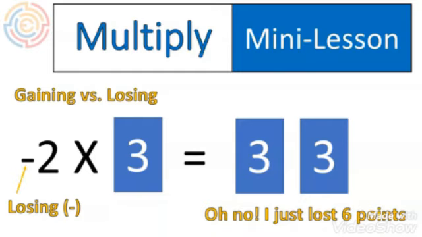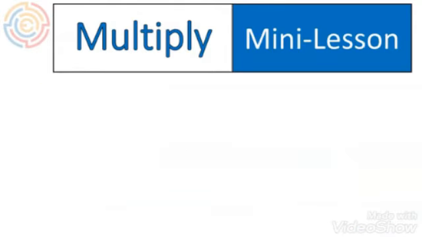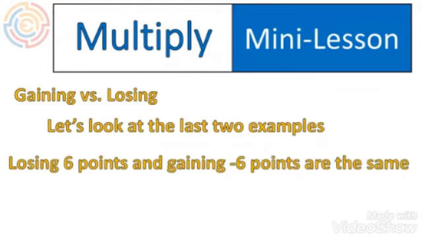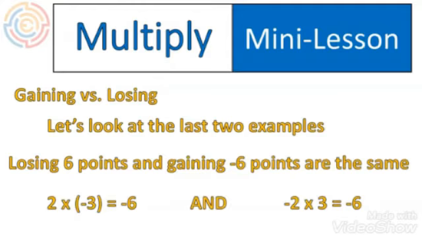Now I want us to focus for just a minute on these two examples before we move on. The last two examples showed the same exact thing. Losing 6 points or gaining -6 points is the same. We had 2 times -3 and -2 times +3, and both of them ended up giving us the same thing. We ended up losing 6 points. Whether we were giving away 3 positive cards or gaining some negative cards, in both cases we're losing in the end. I hope that example helps to make sense there.